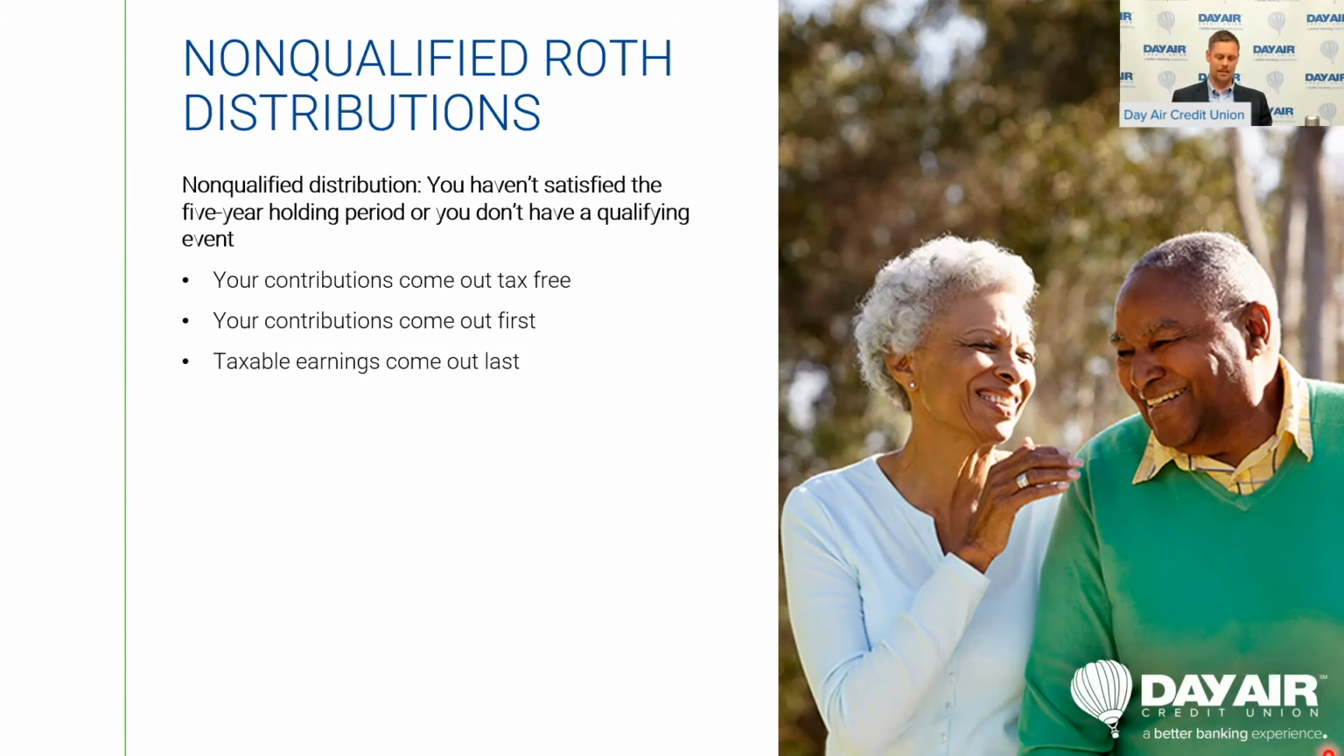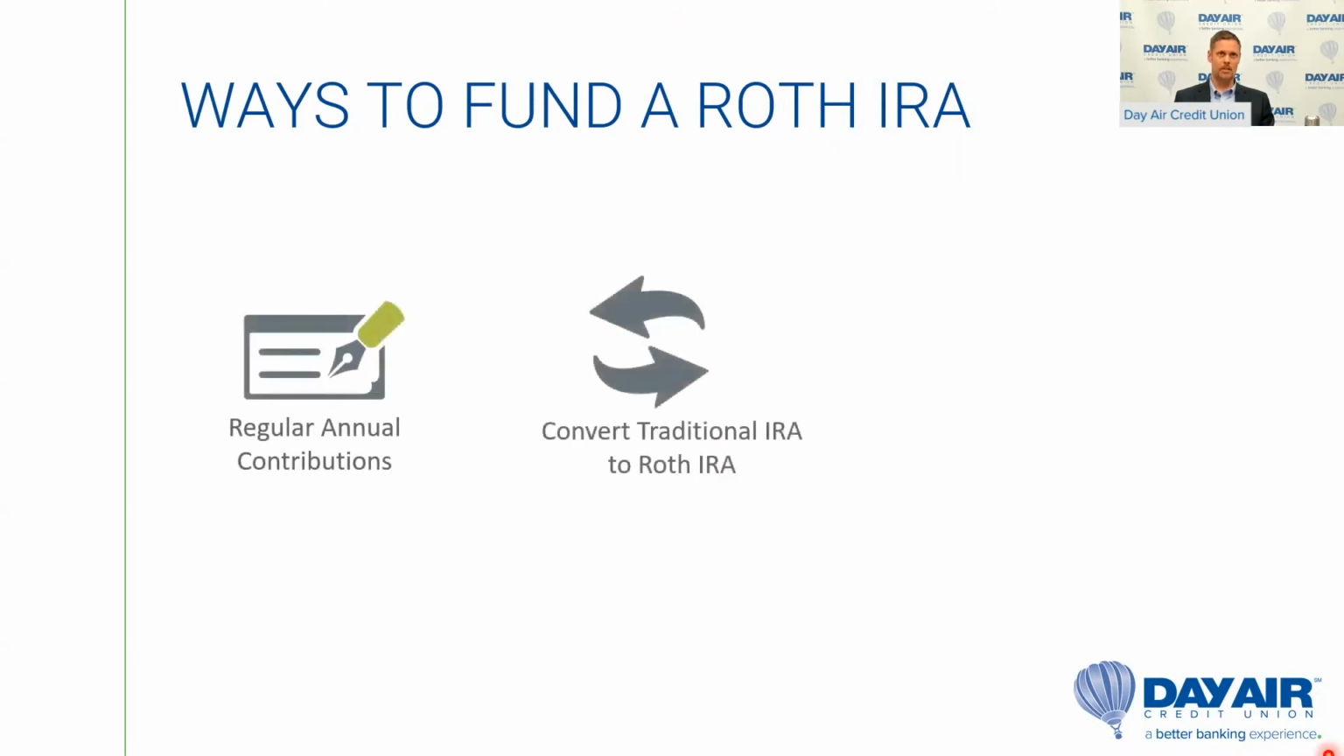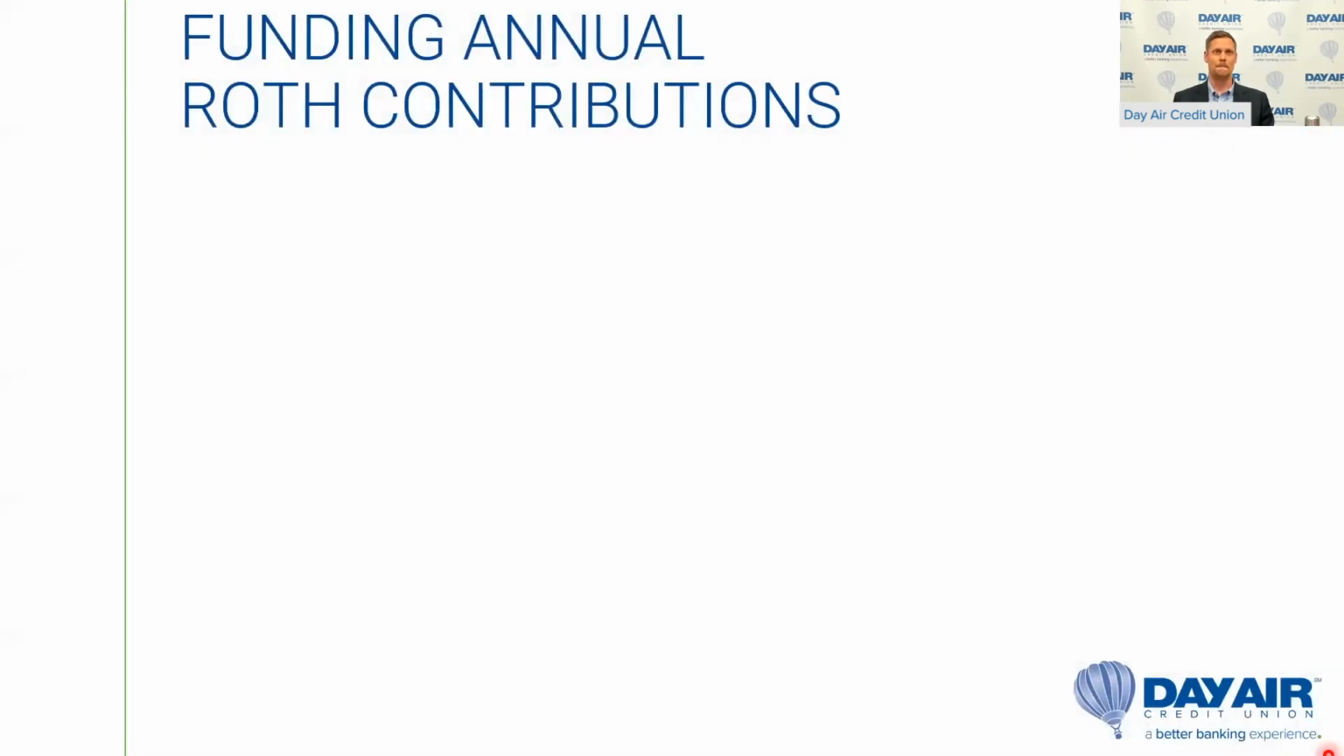Earnings come out last. So the earnings can be subject to a 10% penalty unless an exception applies, which we just discussed. How can we fund a Roth IRA? Well, contributions, conversions from a traditional IRA, and then you can actually roll over retirement plans like 401ks, 403bs, deferred comp, TSP. There's a number of other retirement plans from work that can be rolled into a Roth IRA.